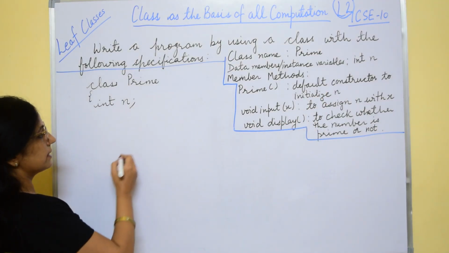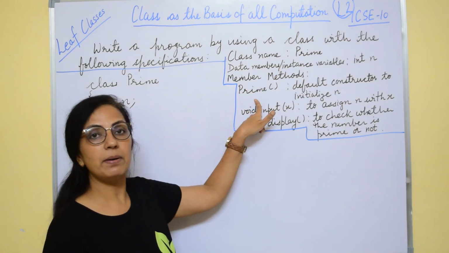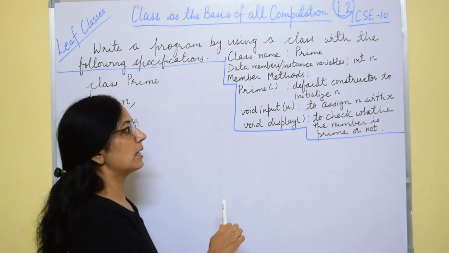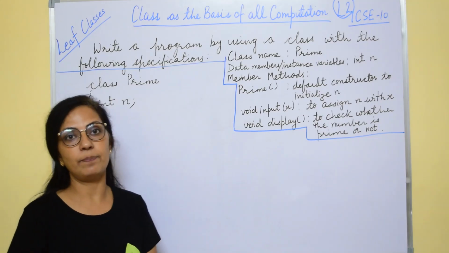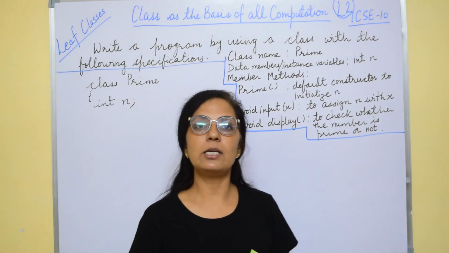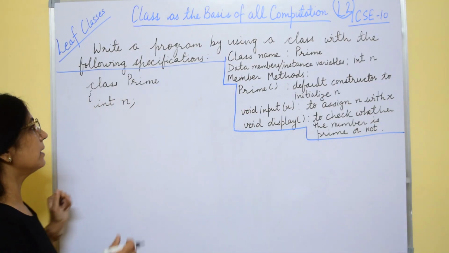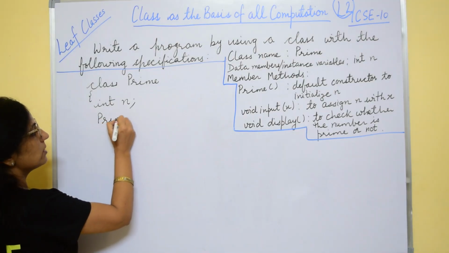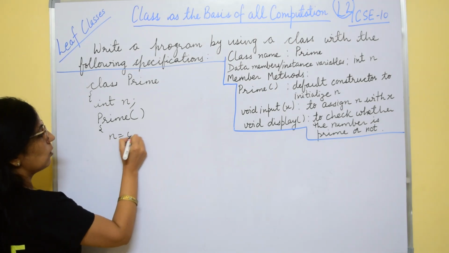Then member methods. First is prime. If you see the class name and this member method name, they are the same. So this is a constructor, and here it is written default constructor to initialize n. Default constructor means that you have to initialize the data members with the default values, and for int the default value is 0. So we will be writing the constructor like this, and here we write n equals 0.